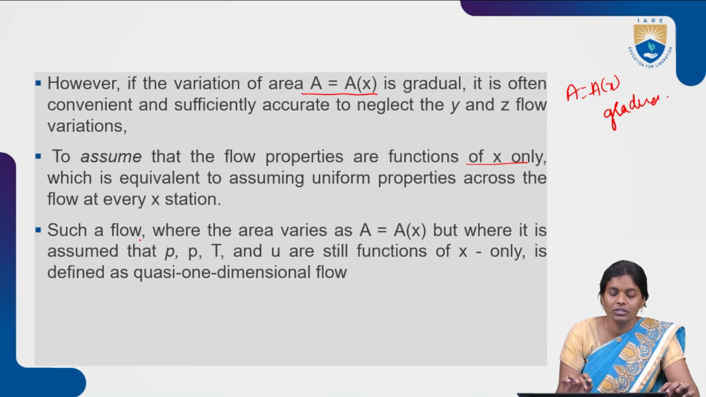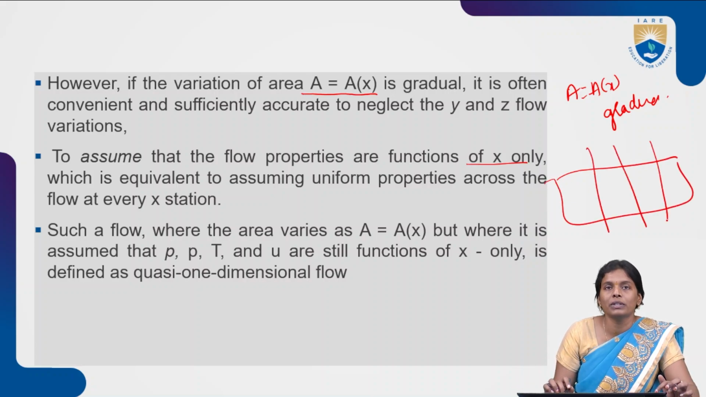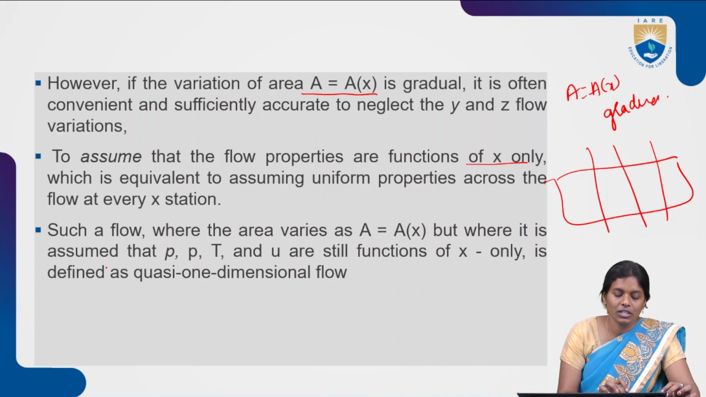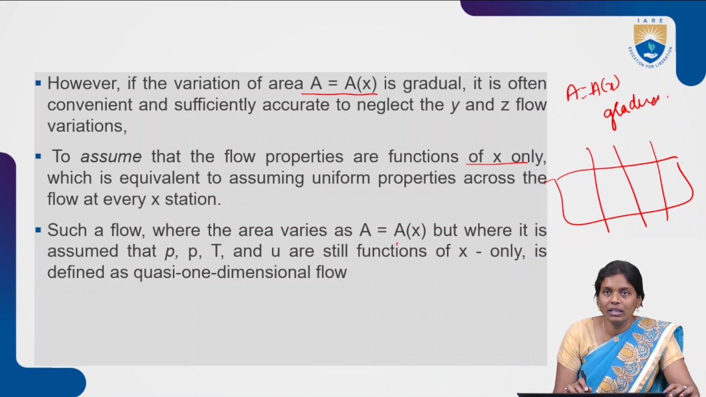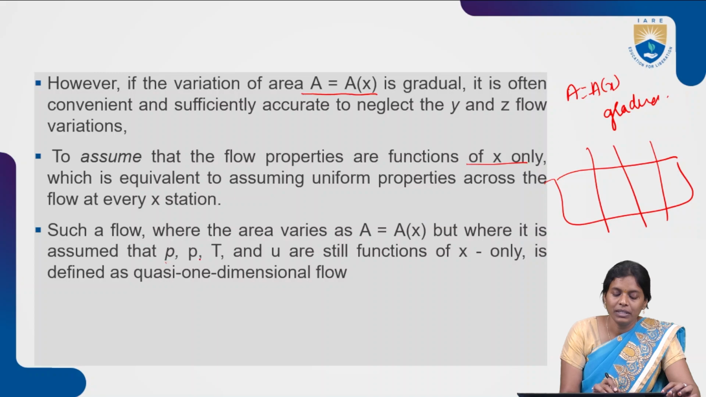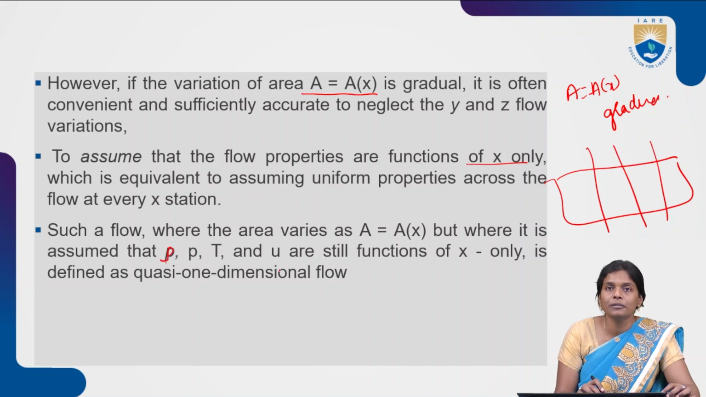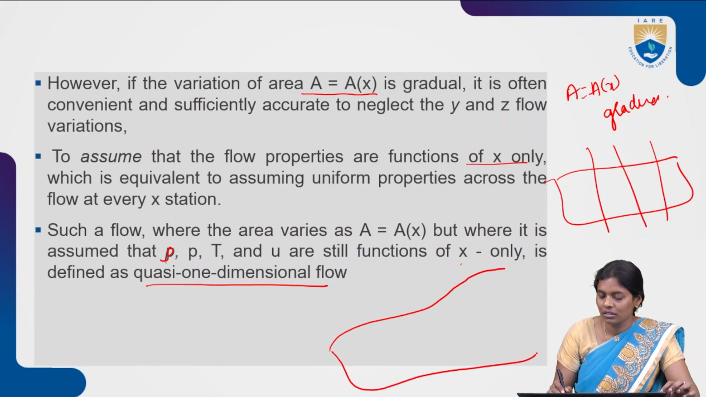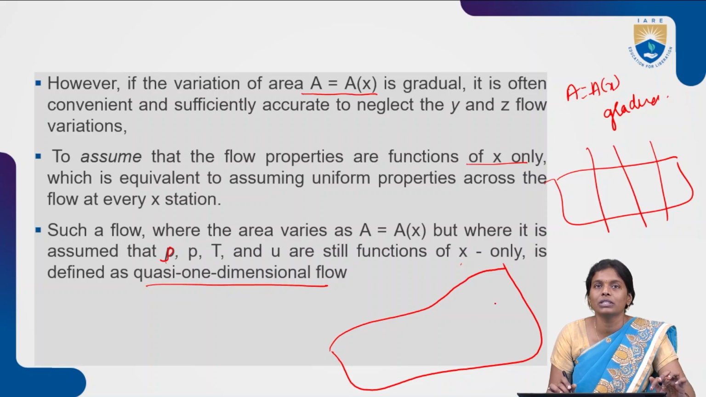So the flow properties across the flow will be uniform, meaning they will be the same at every section of X. Such a flow where the area varies, A equal to A of X, but where it is assumed that P, T, rho are only functions of X, is defined as a quasi one-dimensional flow. So the area is gradually changing, but we are assuming that the flow properties are constant, with uniform properties at every section.